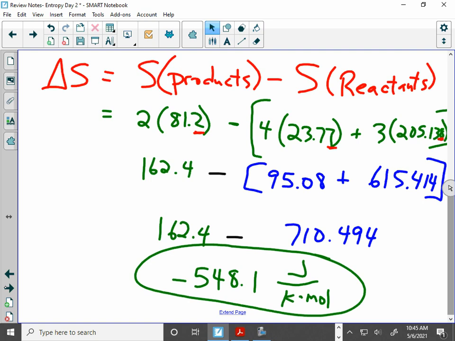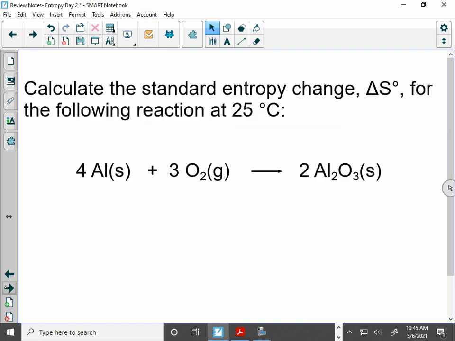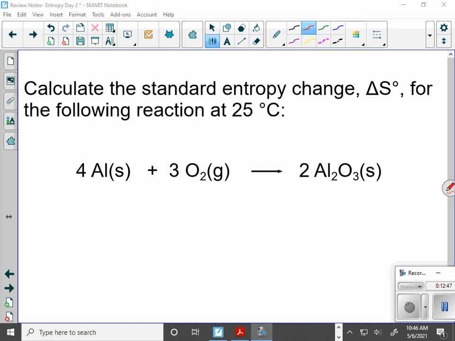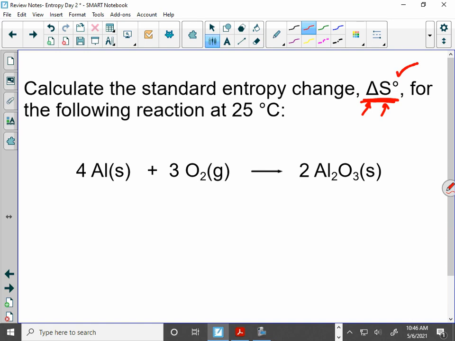Now, my second problem here. Go ahead and copy this one down, then I will work it. The problem says, calculate the standard entropy change, delta S°, for the following reaction at 25 degrees Celsius. So basically what this means, okay? This delta means the change. This S is the entropy. That tells me the standard, okay? That little o there. So that tells me the change of the standard entropy.